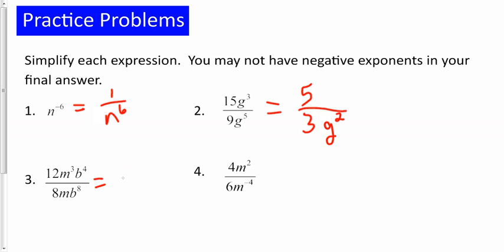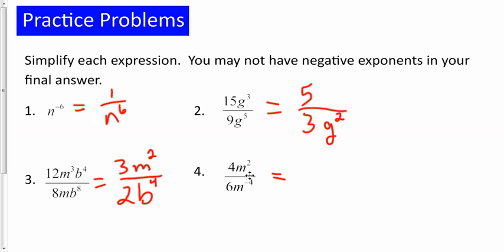12 over 8, that reduces to 3 over 2. And then m to the 3rd over m, subtract the exponents, and that's going to give me m squared in the numerator. B to the 4th over b to the 8th, 4 minus 8, negative 4, so b to the 4th in the denominator. And then let's take a look at this last one here.